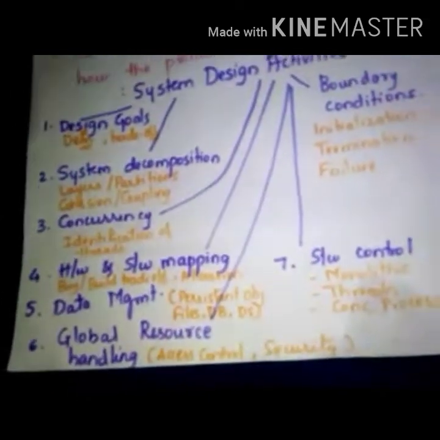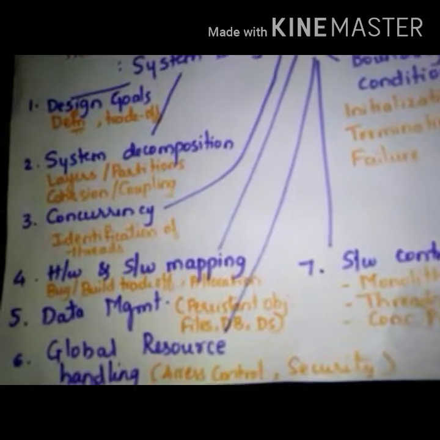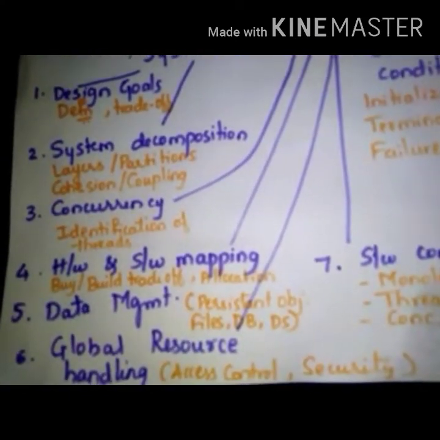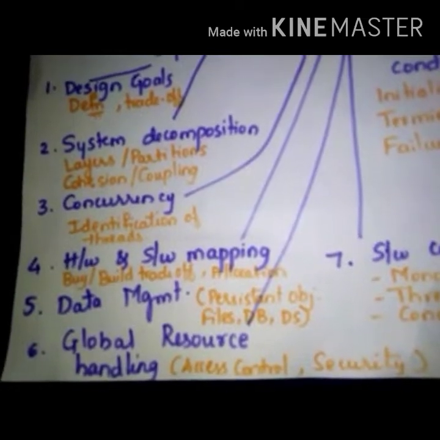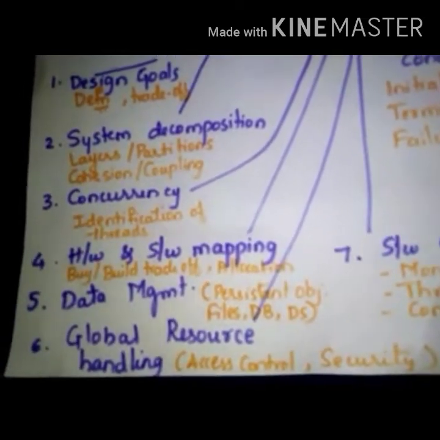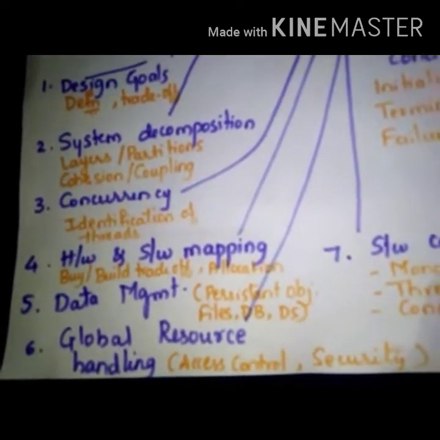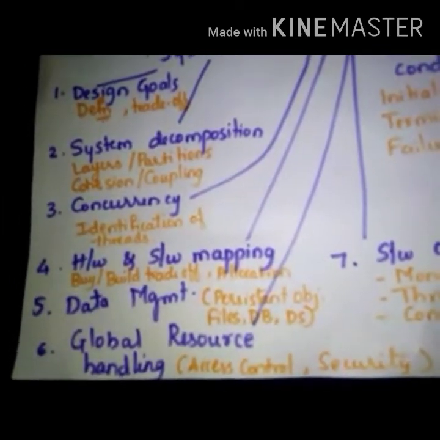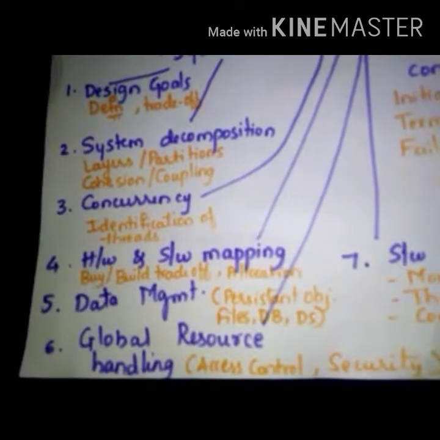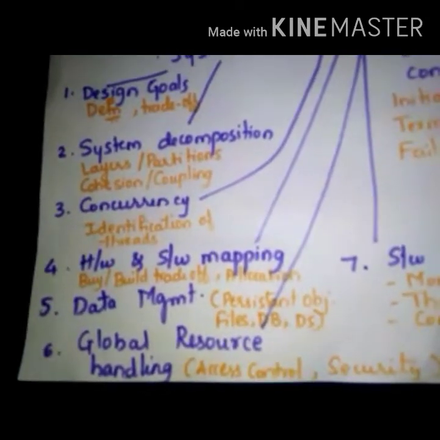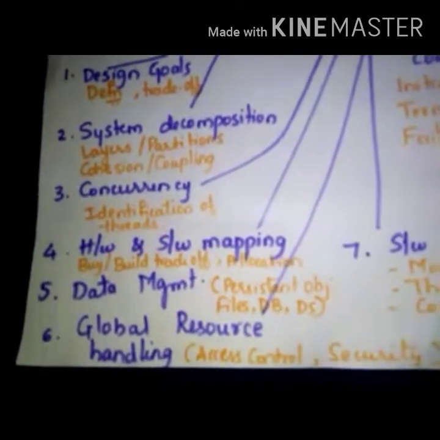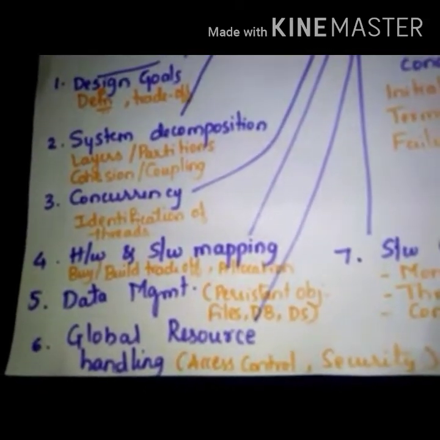Next is dealing with concurrency. Concurrency is about things that happen at the same time. In the real world, many things happen at the same time. Object-oriented modeling deals with this natural concurrency using threads. Threads are a way of achieving a slightly finer granularity of concurrency within the process. The next step is hardware and software mapping.